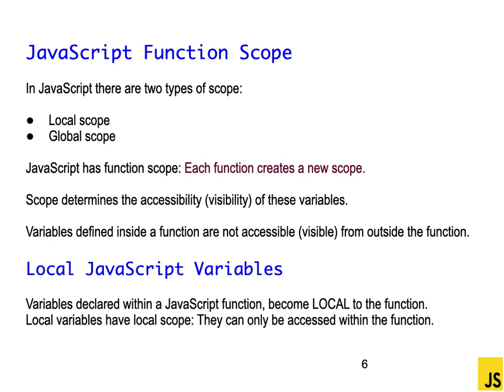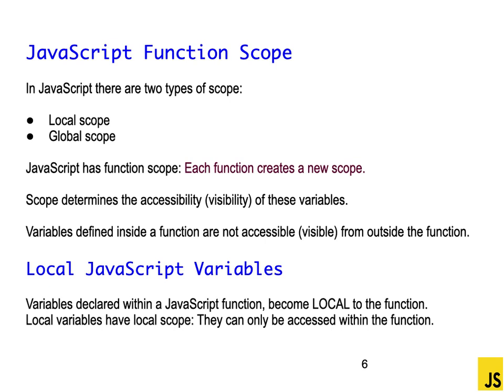Scopes determine the accessibility or visibility of variables. Normally a function has a local scope. Suppose we are defining a variable inside a function, it will not be accessible outside of that particular function scope. A function creates a block. A variable defined inside that particular function is not accessible out of that function. There is no global scope there.